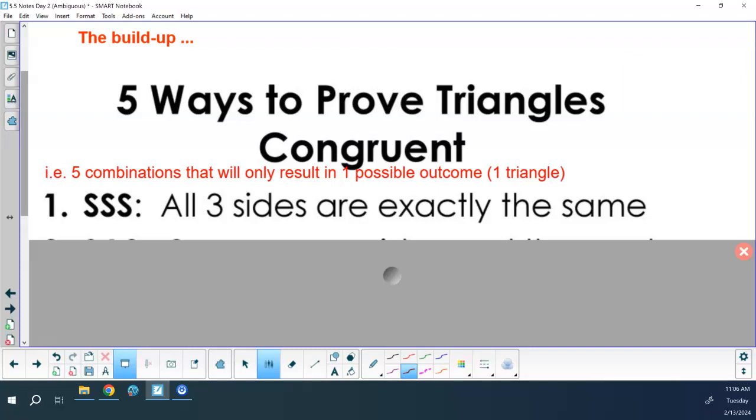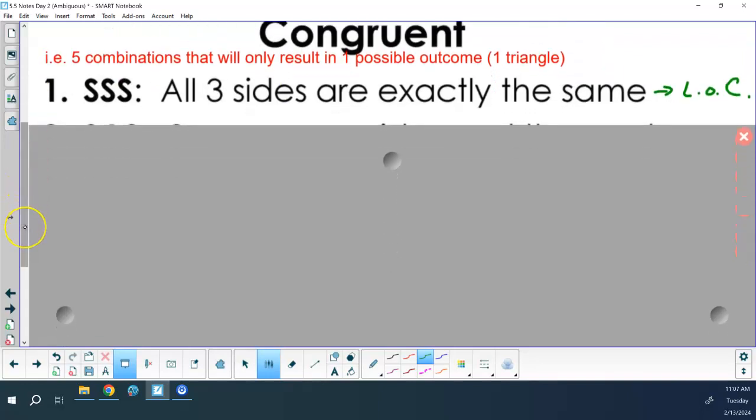In proving, you prove that the three sides of one triangle were congruent to three sides of the other triangle. In solving, or in using that, this is going to become a law of cosines problem. We'll get to that on Thursday when we have three sides given in one triangle, and we have to find three angles.